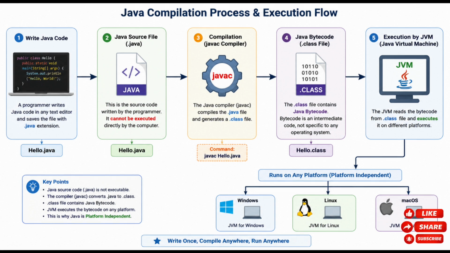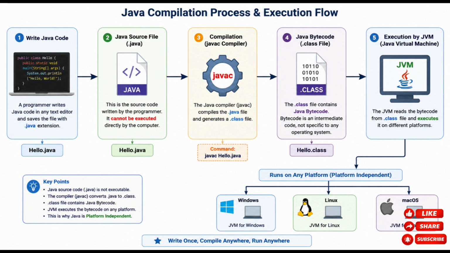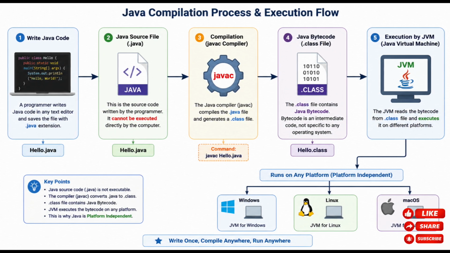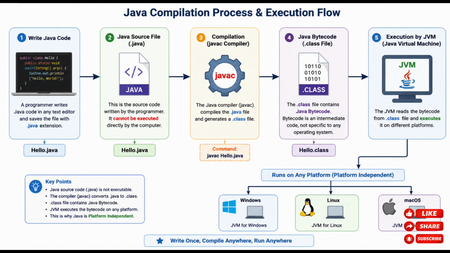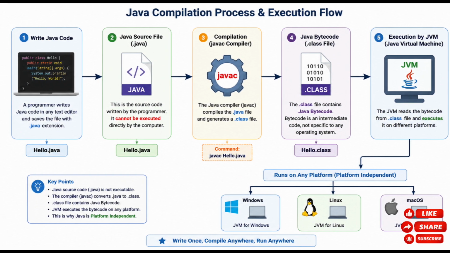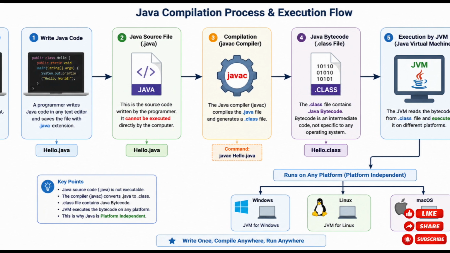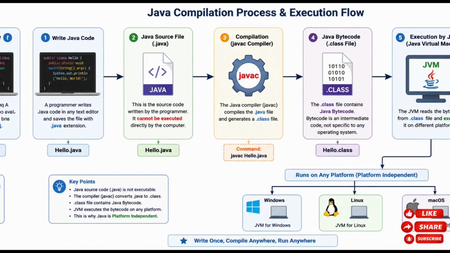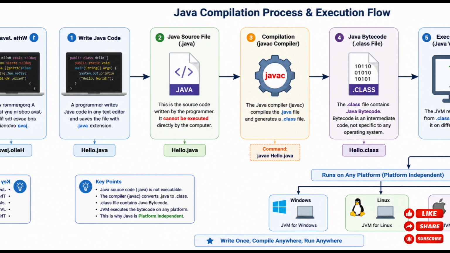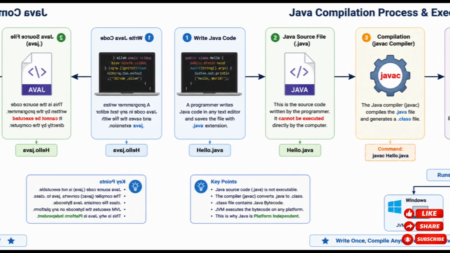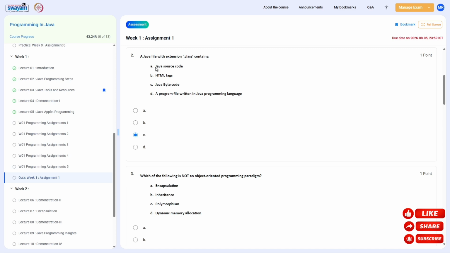This .class file contains Java bytecode. Bytecode is an intermediate code that is not specific to any one operating system. The Java Virtual Machine, or JVM, reads this bytecode and executes it on different platforms such as Windows, Linux, or Mac OS. This is why Java is known as a platform-independent programming language. Now, let's evaluate the options.